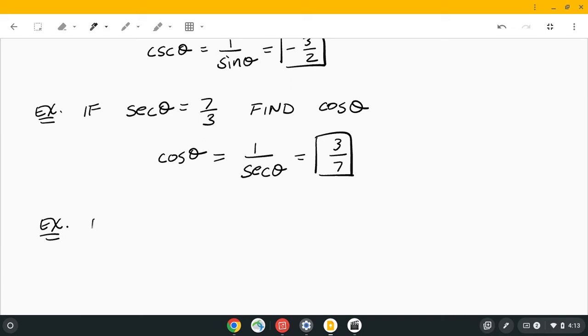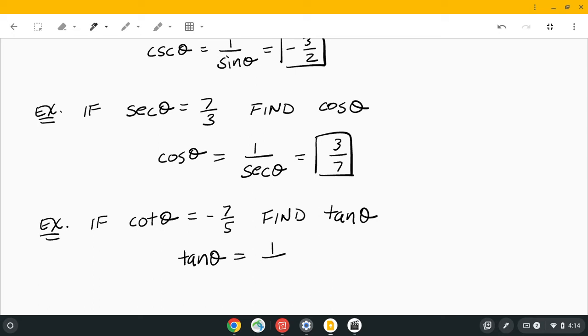If cotangent theta equals negative 7/5, find tangent theta. Same thing with this one. Tangent theta is the reciprocal of cotangent theta. Therefore, the reciprocal of negative 7/5 will be negative 5/7. So pretty straightforward there with the reciprocal identities.